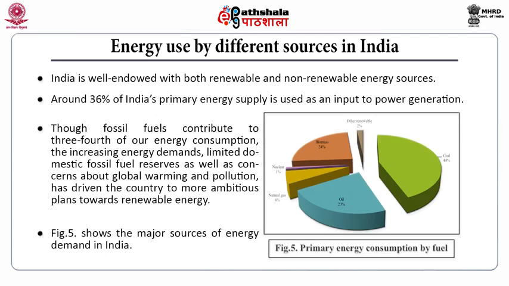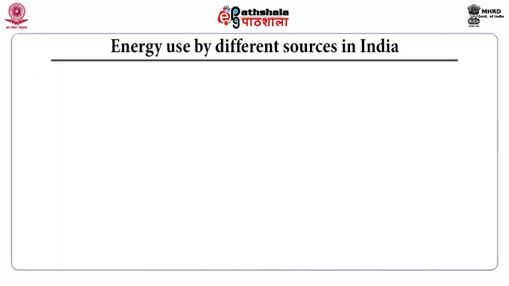You can see in this figure the primary energy consumption by fuel, with coal 44%, oil 23%, natural gas 6%, nuclear contribution 1%, biomass 24%, and other renewables 2%. This is the energy demand in India. The energy used by different sources in India.